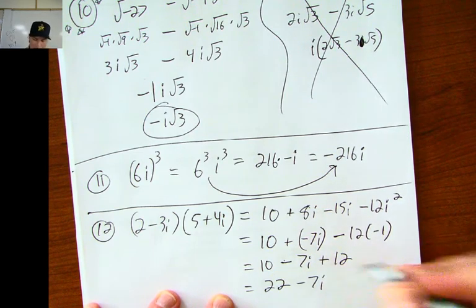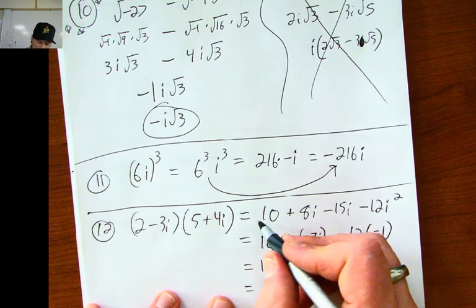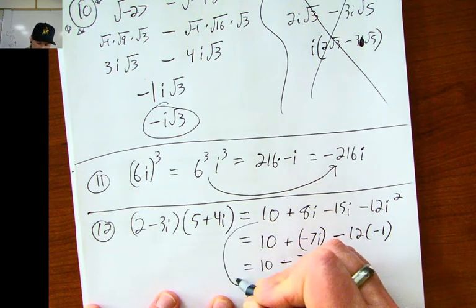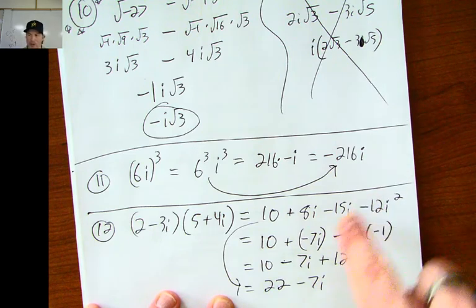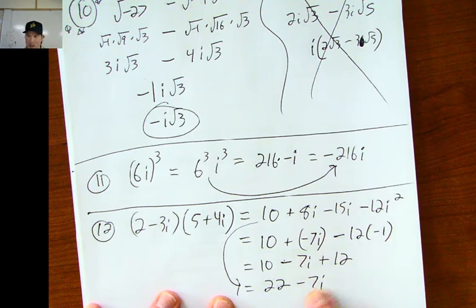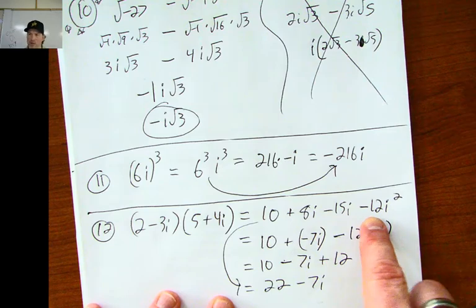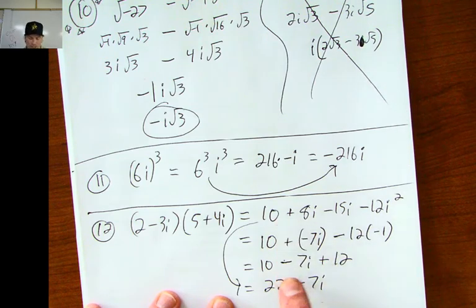Just so you know, for people that are minimalist on work, I typically jump straight from here to the answer. 8i minus 15i is this negative 7i. This negative 12i squared becomes positive 12, and 12 plus 10 gives me this 22.